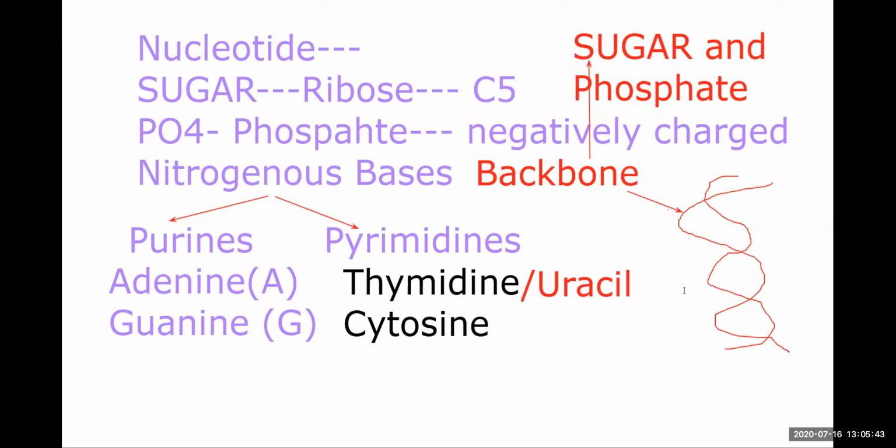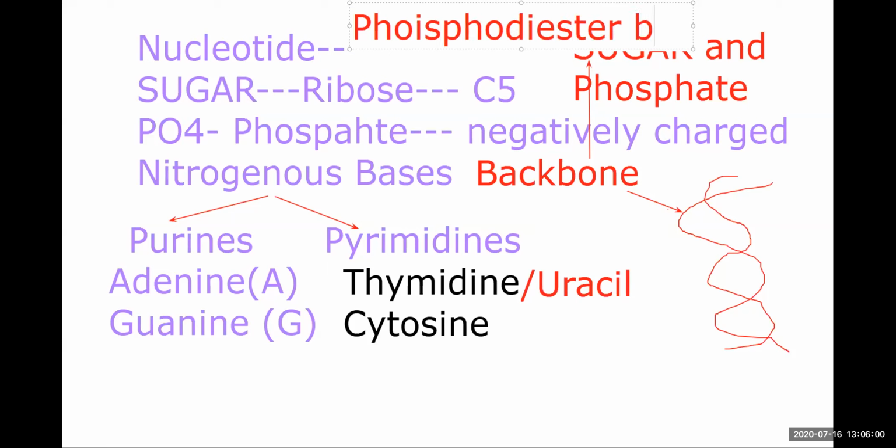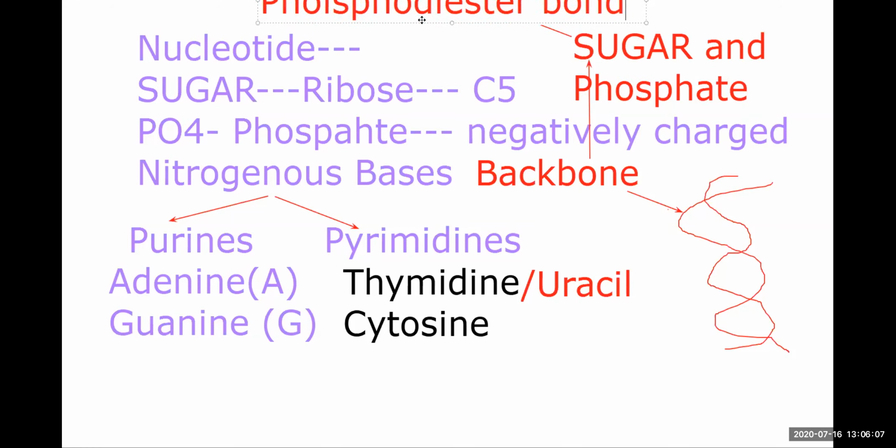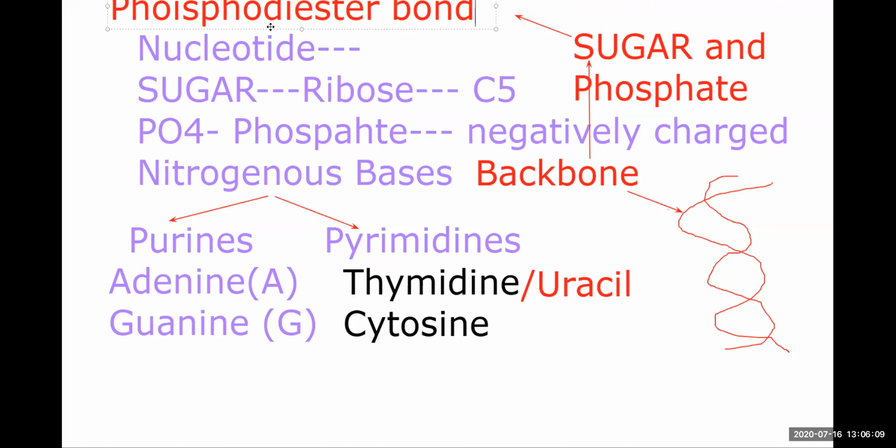Now, this is a very important question. What is the chemical bond that links sugar and phosphate? This chemical bond is called the phosphodiester bond. Phosphodiester bond.